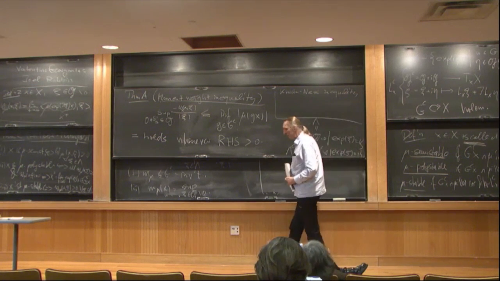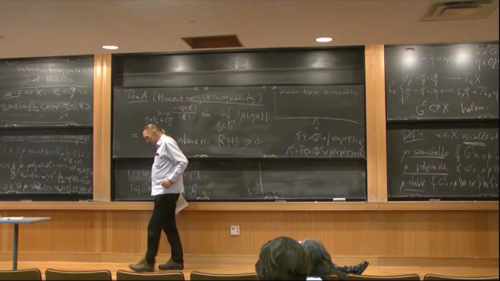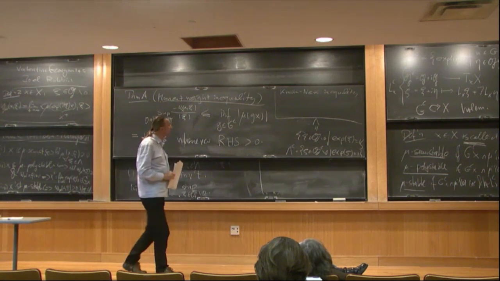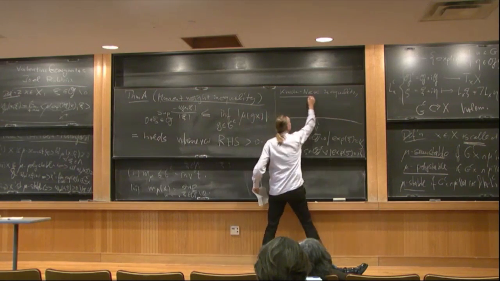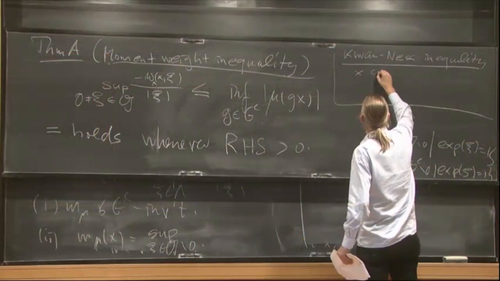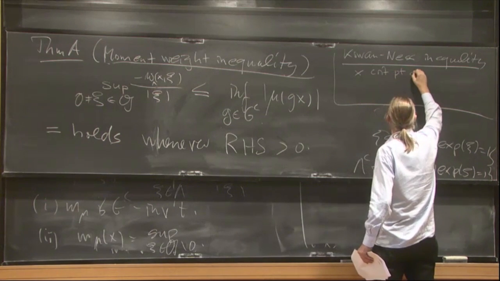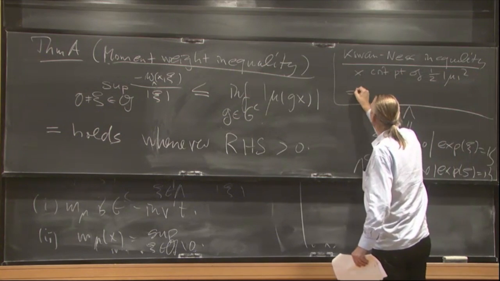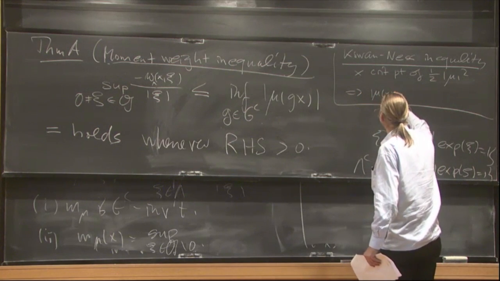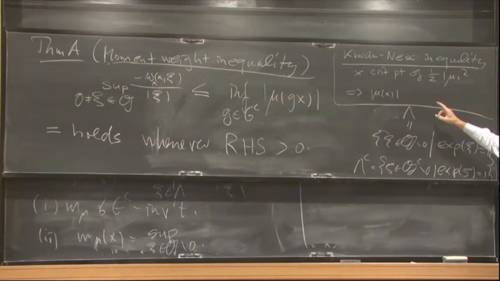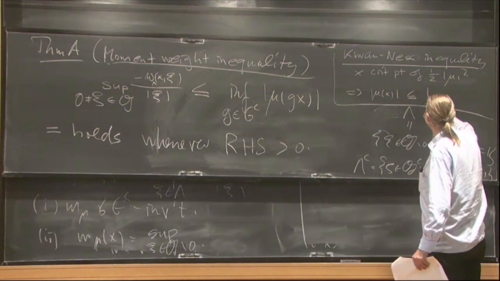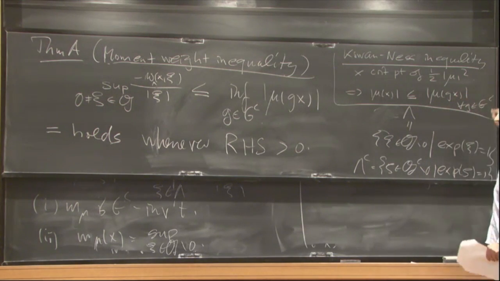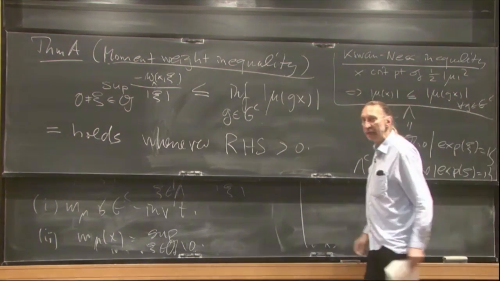So if you have an element x which is a critical point of the moment map squared, then it follows that it minimizes the norm of the moment map on the complexified group orbit. So it's less than or equal to the norm of mu of gx for all g in G_C. And that's another easy consequence of this theorem A.